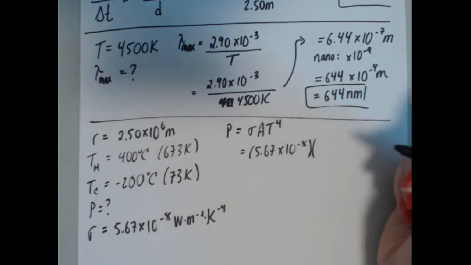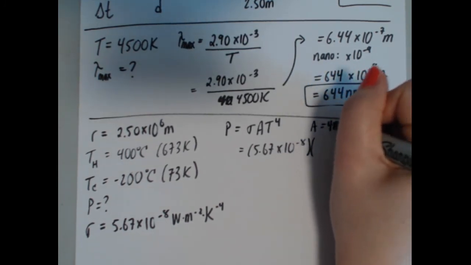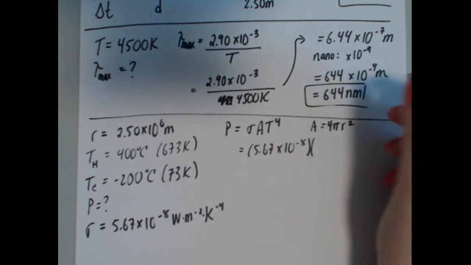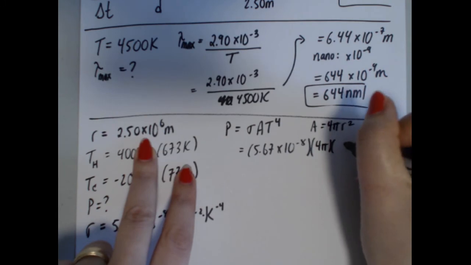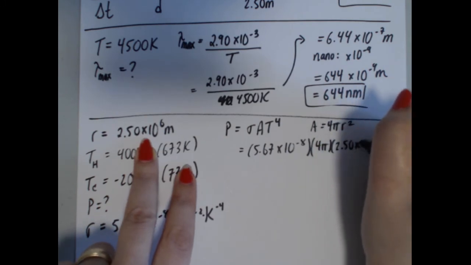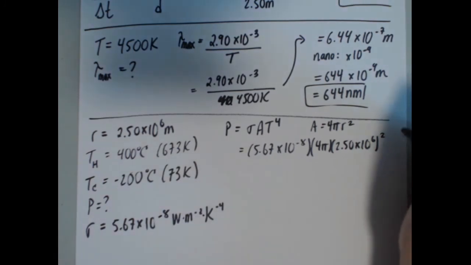So sticking those values in, we've got 5.67 times 10 to the minus 8. You're dealing with a planet here, and the planet is in the shape of a sphere. And so spheres have the following surface area, 4 pi r squared. So here's 4 pi. R is right here, 2.50 times 10 to the 6. That's squared. And multiply that by T to the 4.